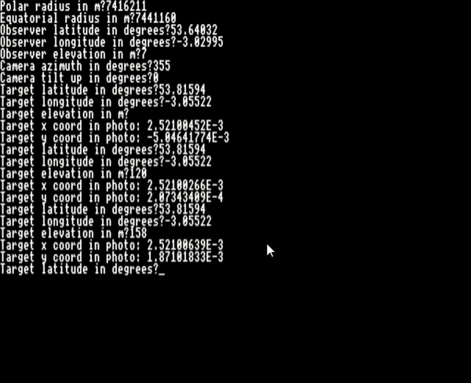And of course we have the 7.6R refracted version, where instead of 6,356,752, you have 7,416,211 for the polar radius. Instead of 6,378,137, you have 7,441,160 for the equatorial radius.